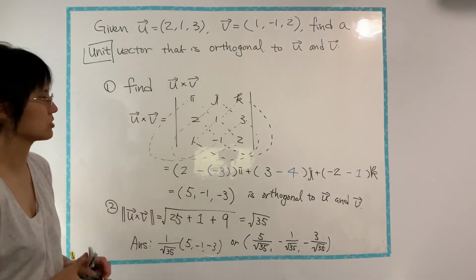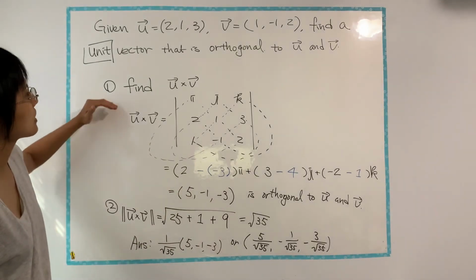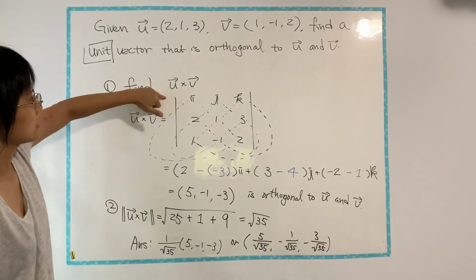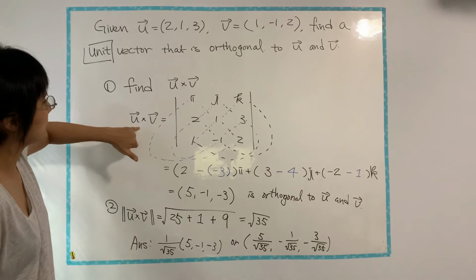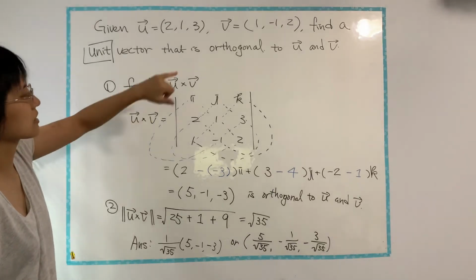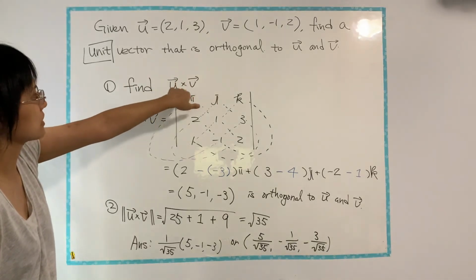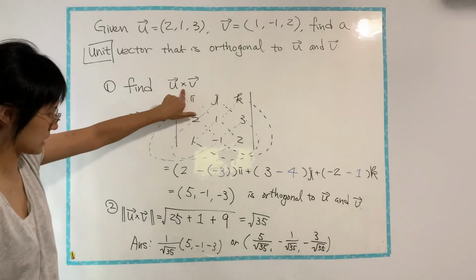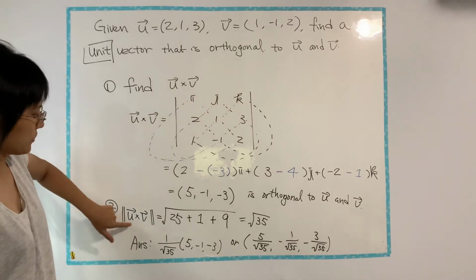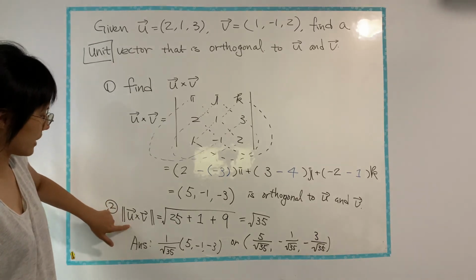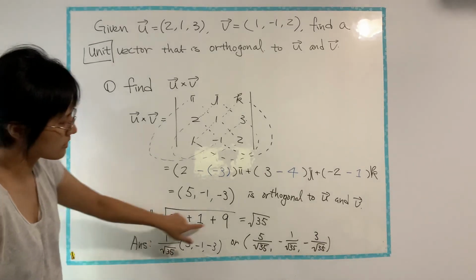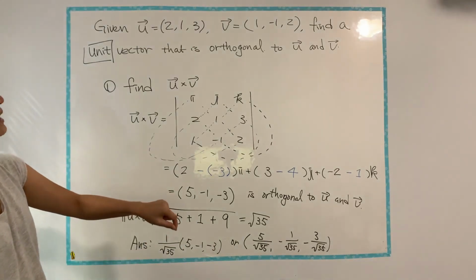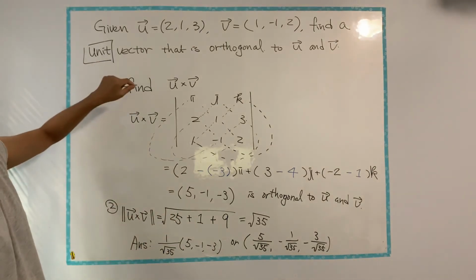It's your personal choice. The key here is understanding that the cross product will give you a vector that is orthogonal to the given vectors U and V, the vectors you use in the cross product. And if you divide any vector by its length, then the vector you get is a vector of length 1. That is a so-called unit vector. Okay?